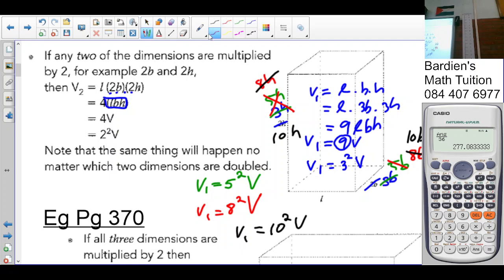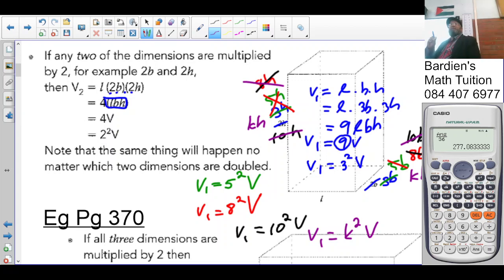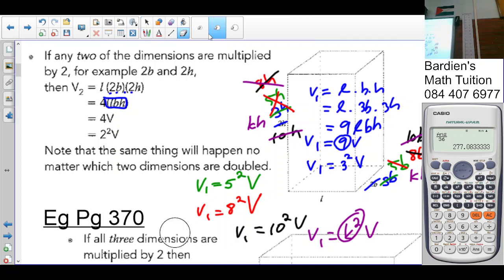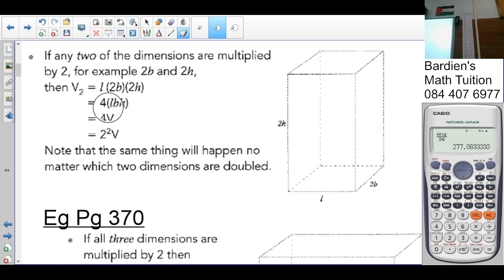Then let's go one step further. What if I said kh and kb? What would this have been? k squared b. So whatever the k factor is, whatever we are increasing the length by, if it's going to be both sides, it's going to be k squared. You guys understand? But if you only do one side, it will just be kb. Okay, you guys understand?